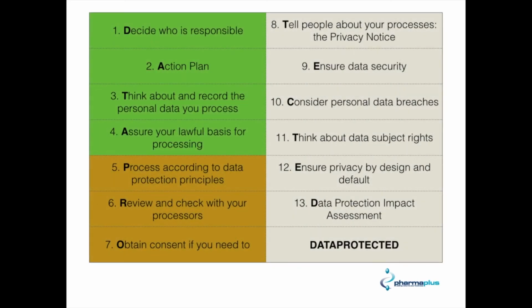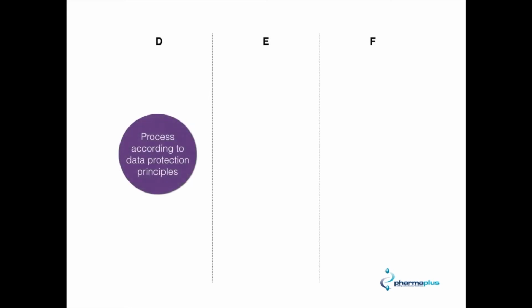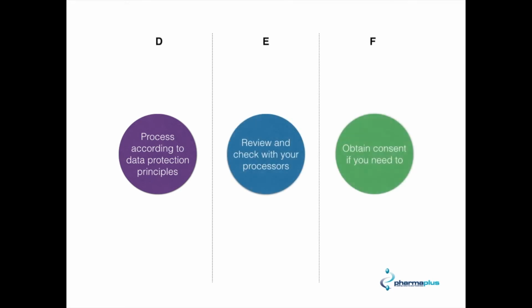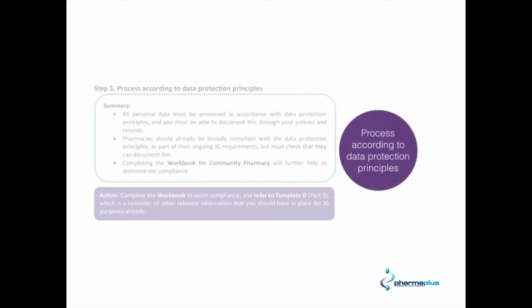And this week what we'll be doing is we'll be going over principles 5 to 7, which is basically processing information according to data protection principles, reviewing and checking with your processors, and also obtaining consent if you need to. And here it is mapped out again. Template D obviously relates to processing according to data protection principles, template E and template F. Let's have a look at template D, which is processing according to data protection principles.